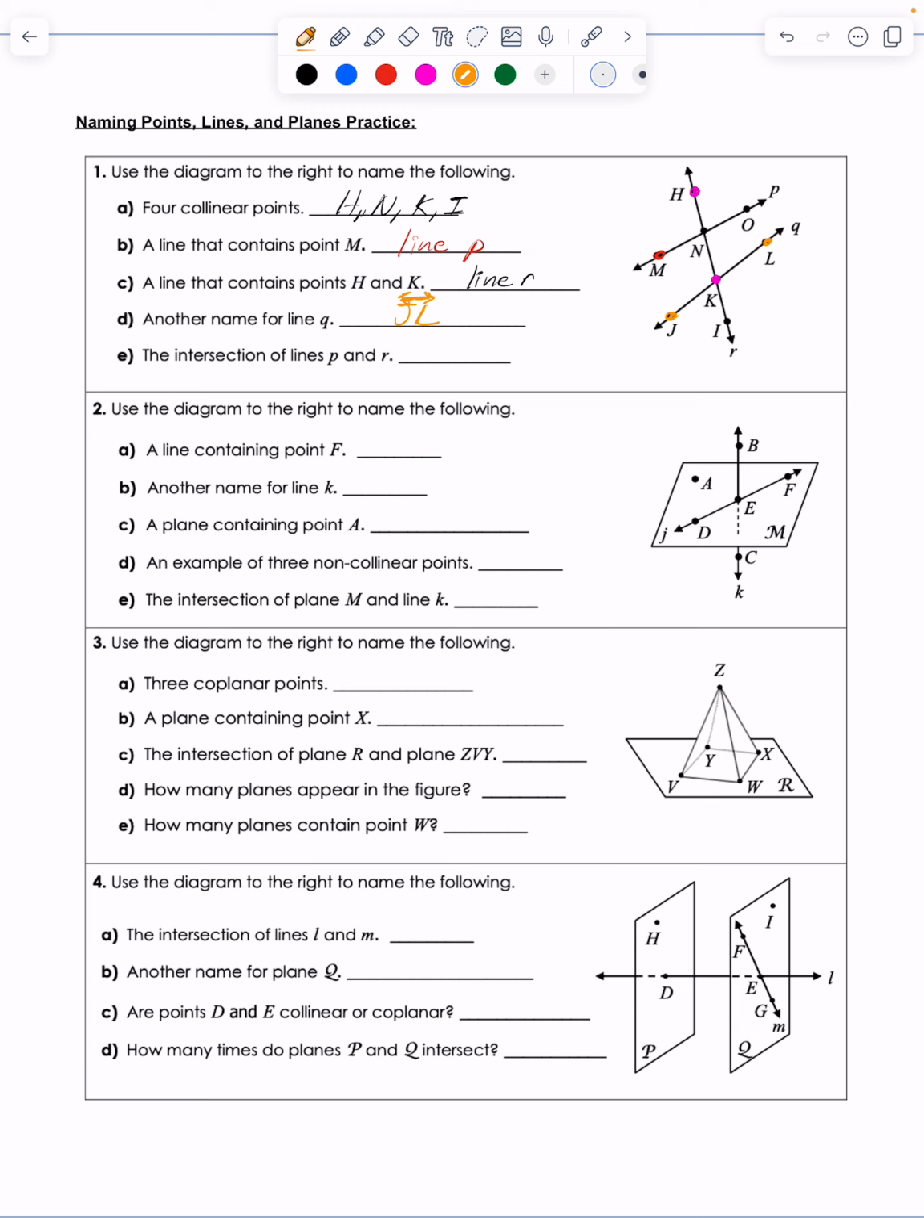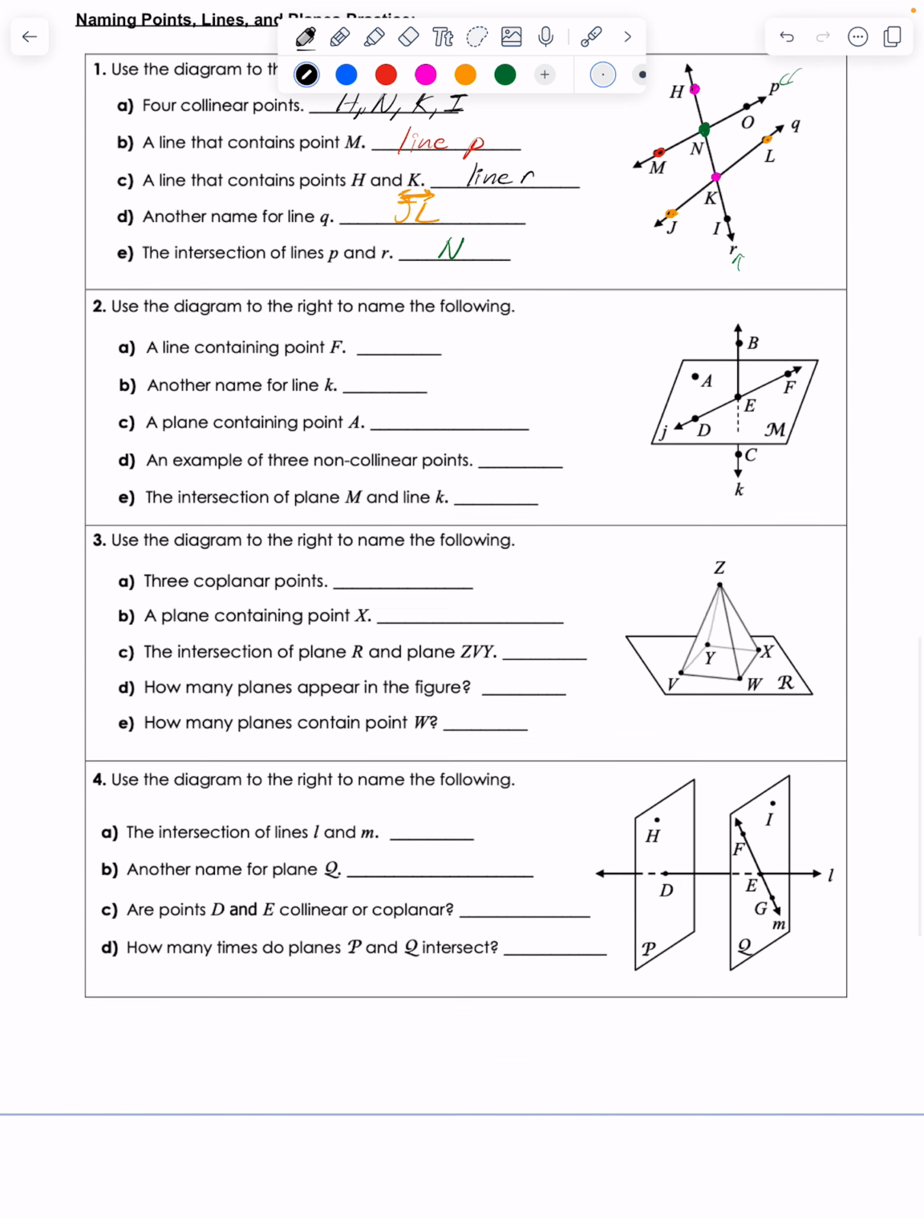Finally, the intersection of lines P and R, so here's P, here's R, the intersection of those 2 lines would be point N. Again, a couple of answers here could be different if you're doing it on your own, but ultimately those are some answers for the first one. Let's do another one. Number 2, the first one says to find a line containing point F. So we have point F here, right? That looks like line J contains point F. Then we're asking for another name for line K, right?